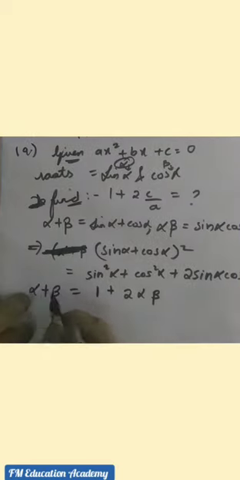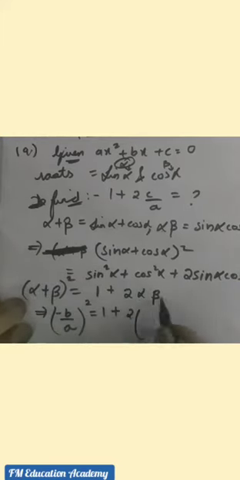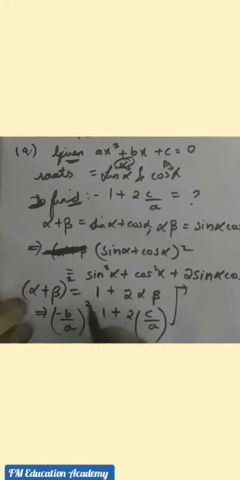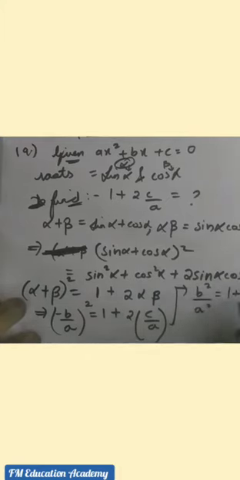But we know alpha plus beta is minus b by a, also it is whole square. So minus b by a whole square is equal to 1 plus 2 into alpha into beta, which is c by a. Minus b whole square is b square only, and minus a whole square is a square only. So we will have b square by a square here, and here 1 plus 2c by a. So what is the value of 1 plus 2c by a? We got it as b square by a square, which is option 2. So the answer of 19th question is option 2, b square by a square.